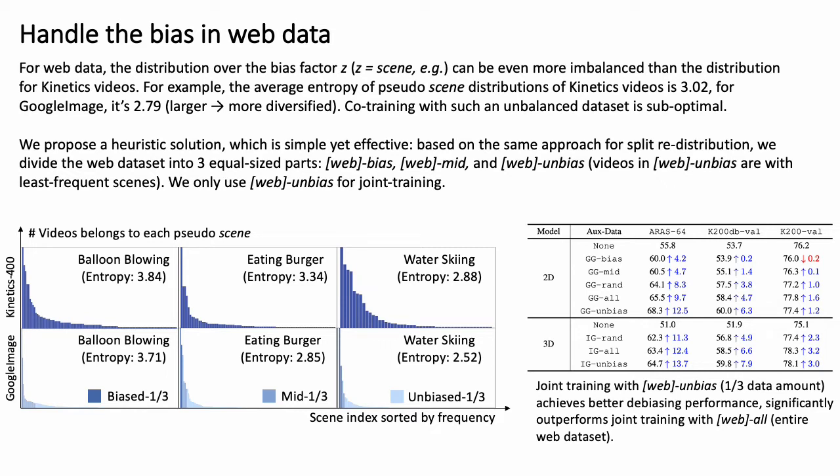In web datasets, the distribution over the bias factor can be even more imbalanced than Kinetics. Based on the same approach for split redistribution, we propose a simple yet effective heuristic solution. We divide the web dataset into three equal-sized parts and only choose videos with least frequent debiasing factors for joint training. Joint training with that unbiased split, which includes only one-third data amount, can significantly outperform joint training with all web data on every debiasing benchmark.